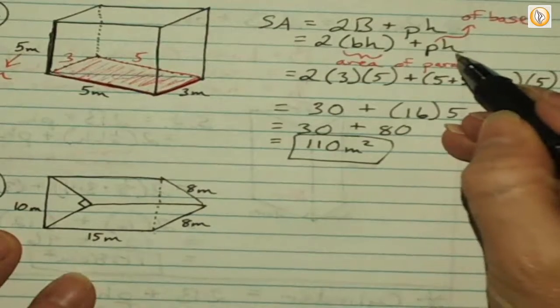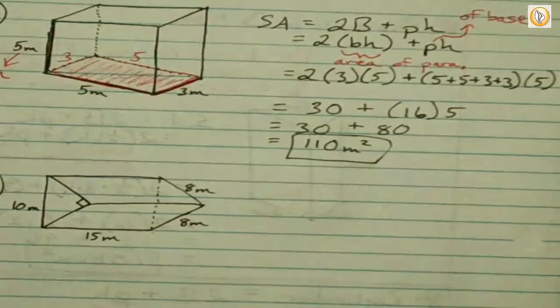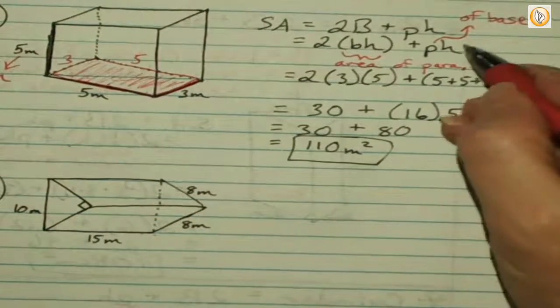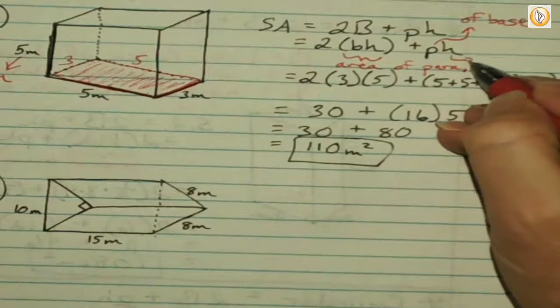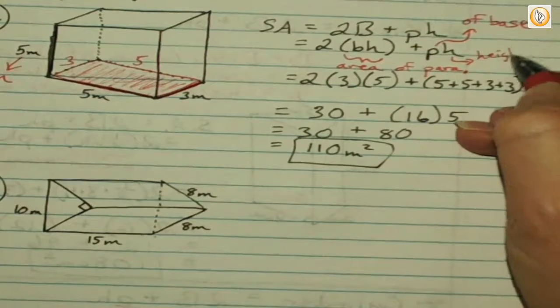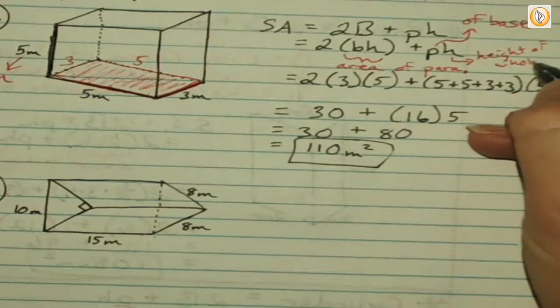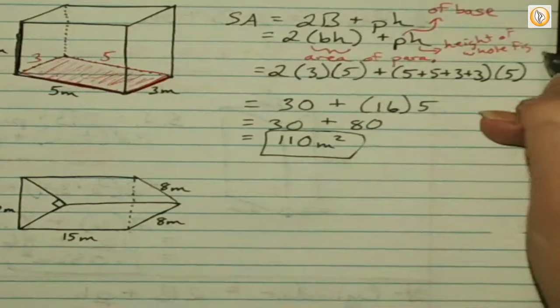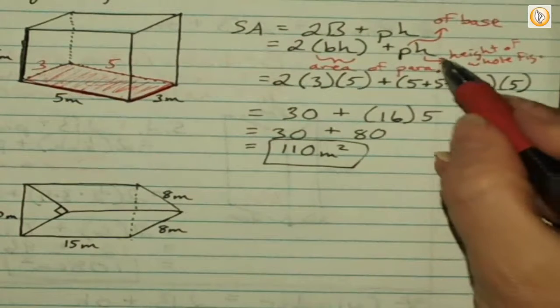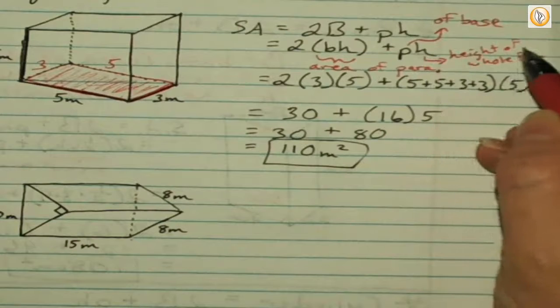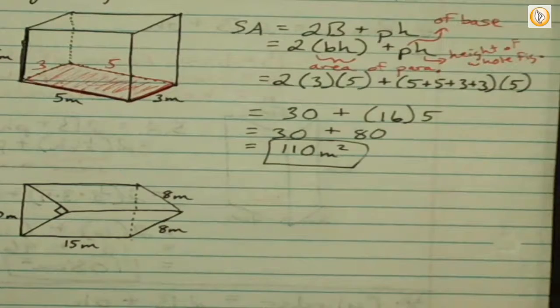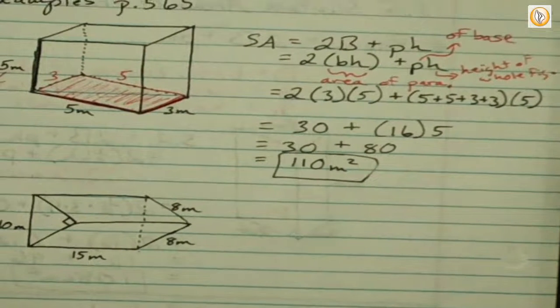Keep in mind, this height is the height of the whole figure. In fact, I'll write that down. This height of whole figure. Height of whole figure. So this H, remember, is the height of the whole figure. It's not the height of the triangle.